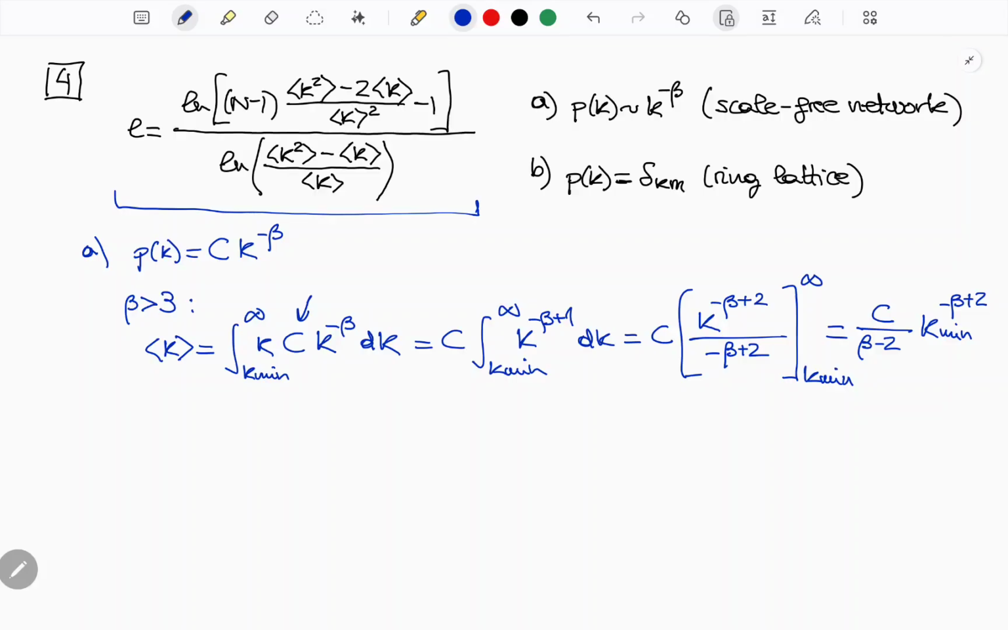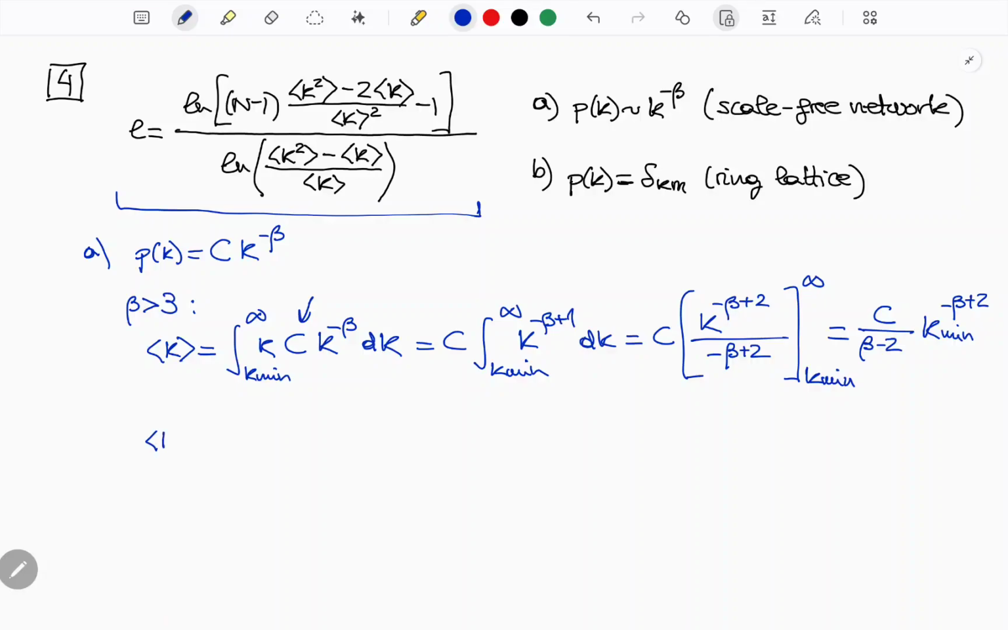Now this expression is also valid for beta greater than 2 for the average degree, but since I also have to calculate the average of the squared degree, that is why I'm being specific to the interval beta greater than 3. So the second part is going to be the integral between k min and infinity of k squared times c times k to the minus beta, differential of k.